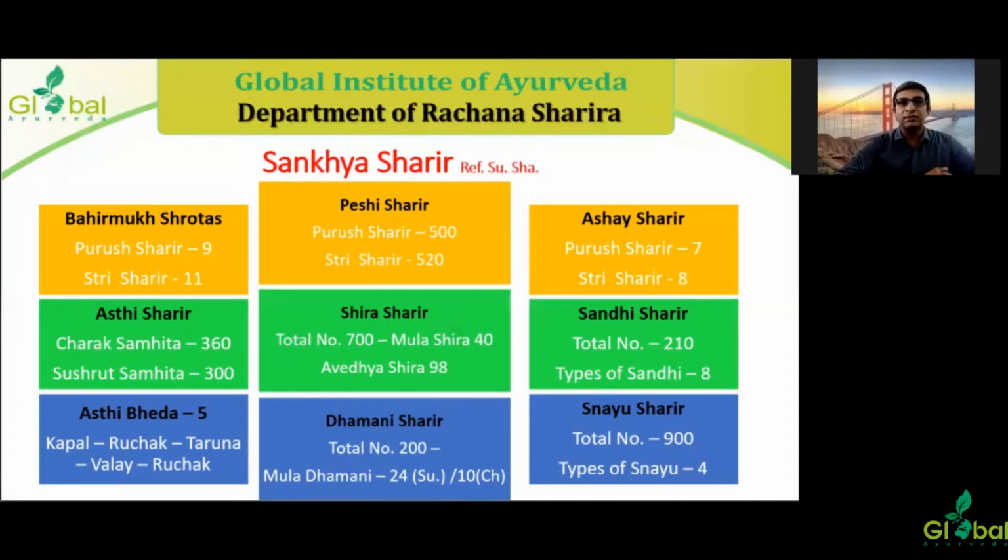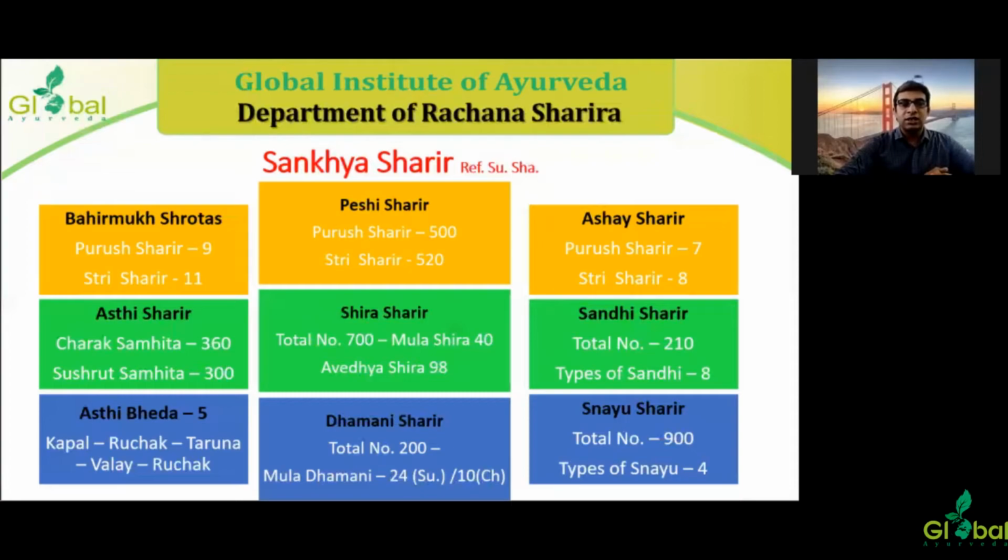Peshi Sharira. Peshi means the muscles in the body. In the male body, there are 500 different kinds of muscles, while in the female body there are 20 muscles extra, a total of 520 muscles in the female body.